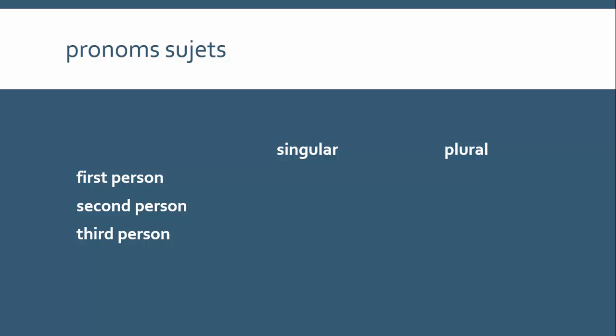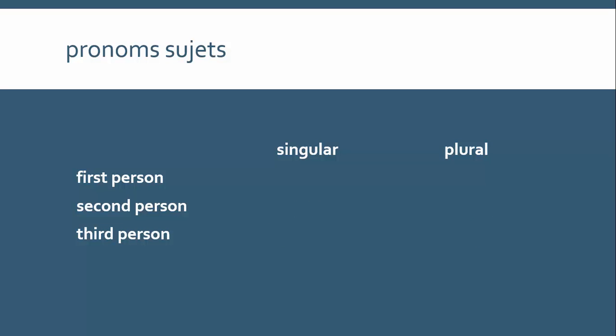In English, the subject pronouns are first person singular I, second person singular you, third person singular he, she, or it, and then for the plurals, first person we, second person you or you all if we really want to distinguish singular and plural, and third person plural they. In French, it's very similar but slightly different.